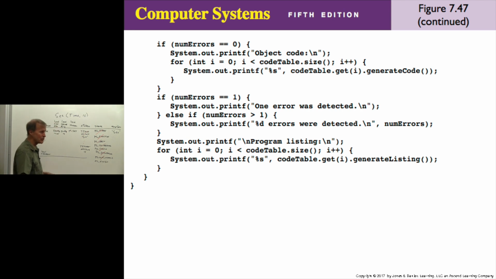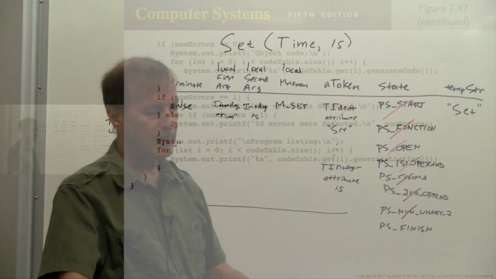So now that's going through the code table, and it's doing what? System.out.println, or printf what? System.out.printf. And so S is the string placeholder, and it's code table.get sub i, so that gets the ith one in the code table, and it executes what? Generate listing, which we looked at the code for generate listing. So the generate listing prints out that listing code.